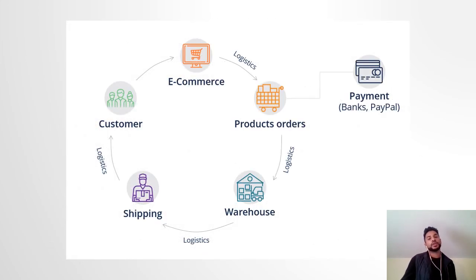Okay, so here we go. E-commerce, products ordered. See on the top right there, you got payment, like banks or PayPal, so you get paid. Then when the product gets ordered, the warehouse gets notified. Then the warehouse sends it to the shipping. And when the shipper is done with it, he sends it over to the customer. So the shipper just ships it directly to the customer.